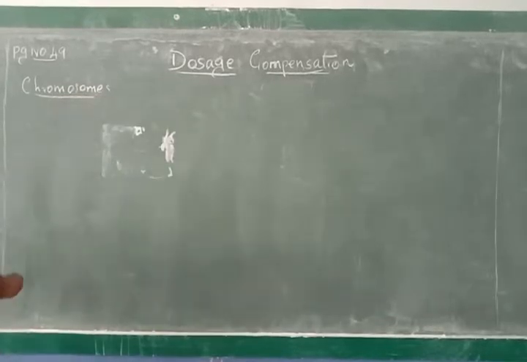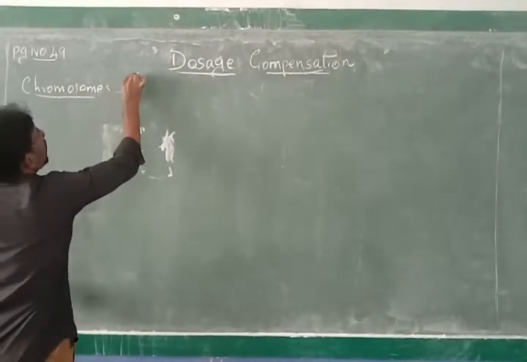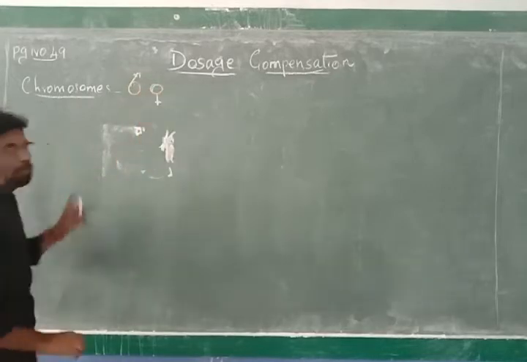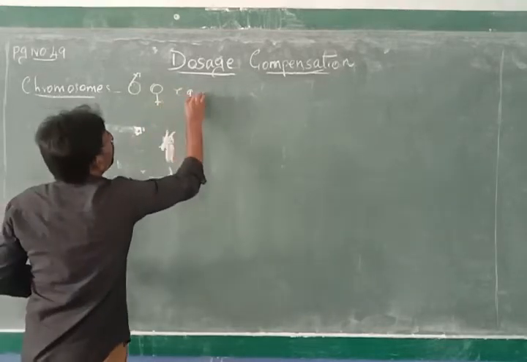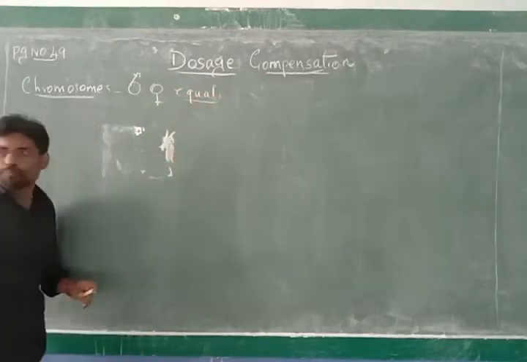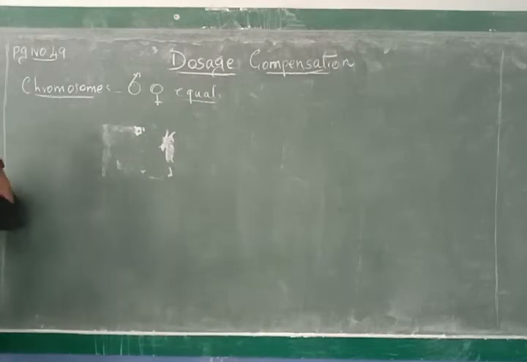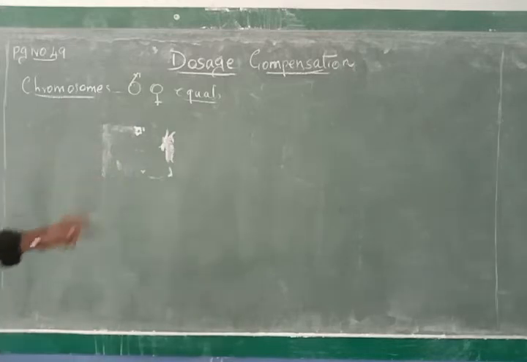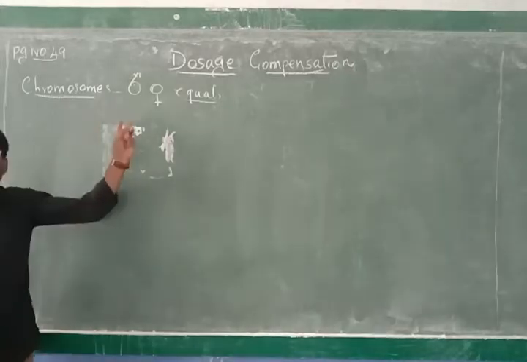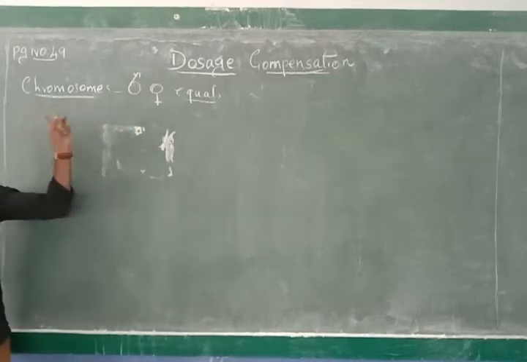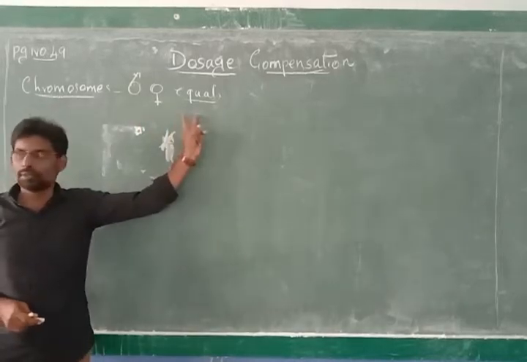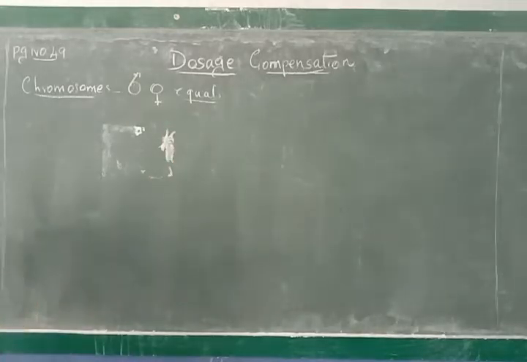Now, when you talk about the male as well as the female, in both, the chromosomes must be equal. The number of the chromosomes must be equal, or the genes present inside each chromosome must be equal for both male and female. For male and female, the chromosomes must be equal. Clear?